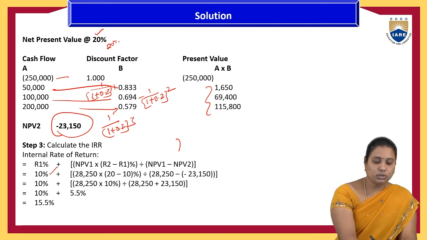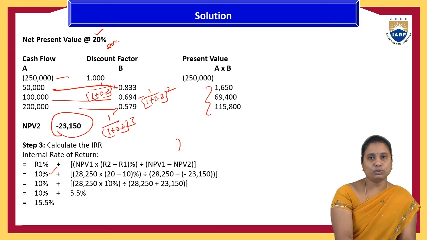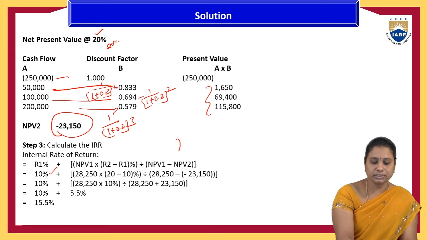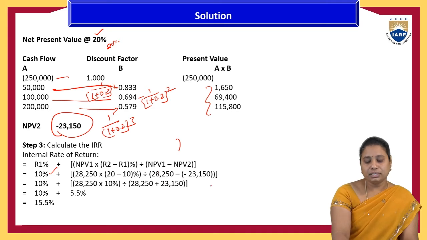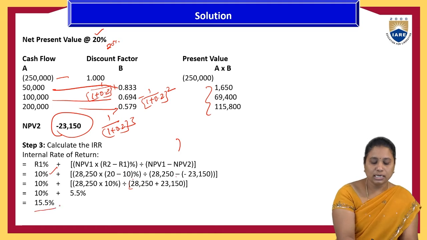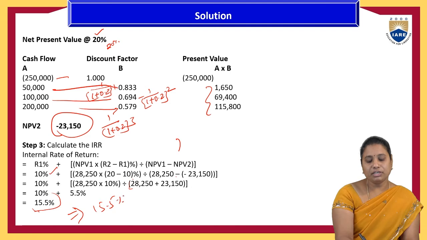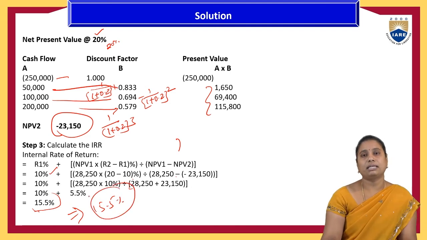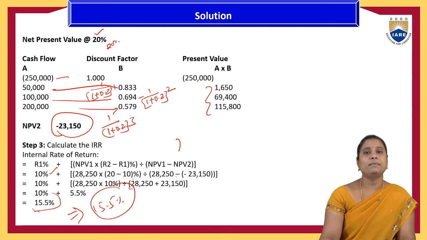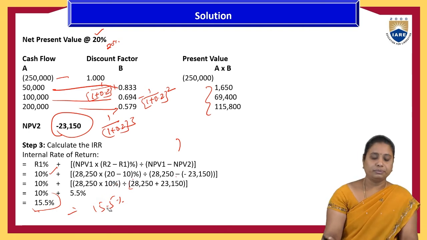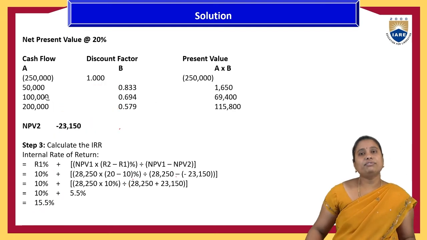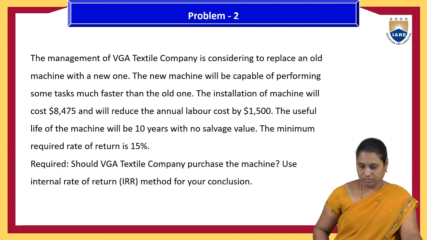That is R1, the lowest rate, 10%, plus the NPV at R1, which is 28,250, times the difference between the two rates, 10%, divided by the difference between the NPVs. Minus into minus is plus, so the total is 15.5%. This means that if the organization gets 15.5% returns, then the present value of their cash inflows is equivalent to the outflows. This is one of the methods to calculate the IRR.